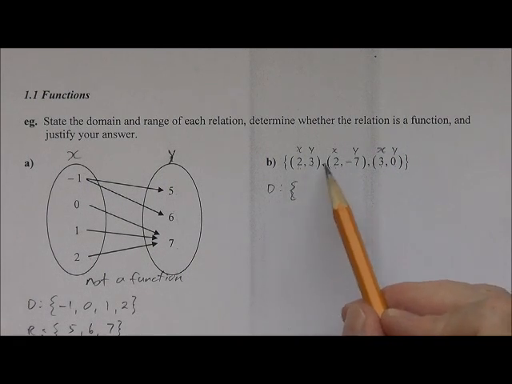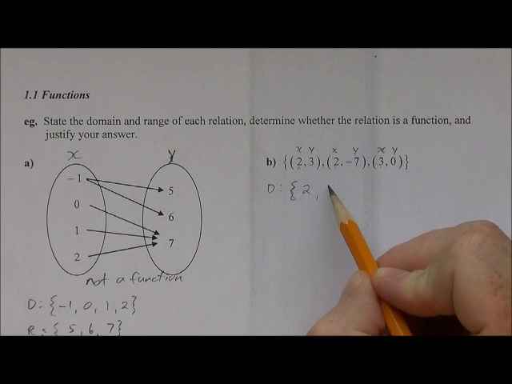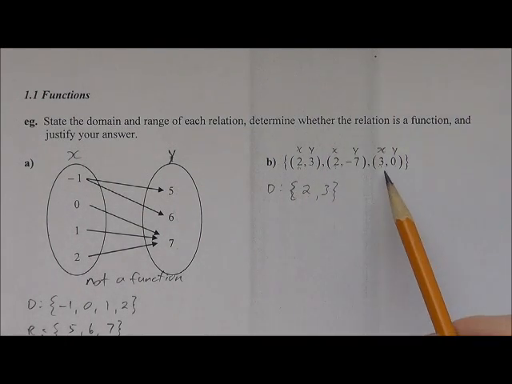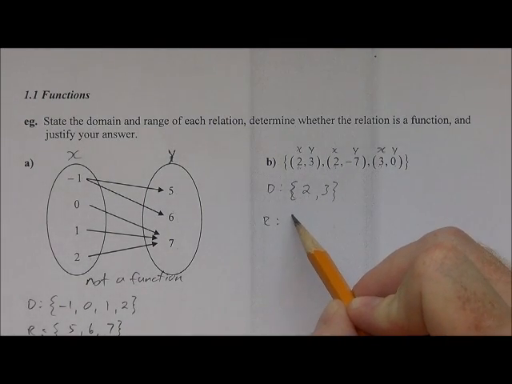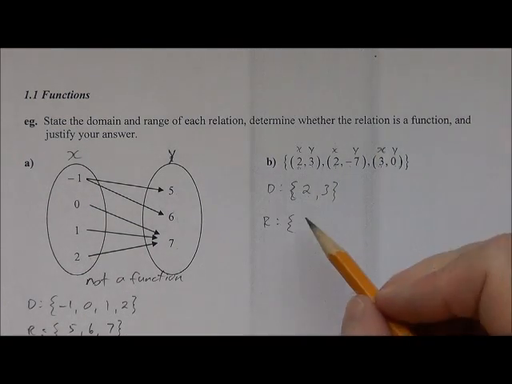So now we've got 2 written twice, but we don't have to write that twice. You just write it once, and we see a value of 3 there for the second value of the domain. And for the range, we see that we've got 3, -7, and 0.